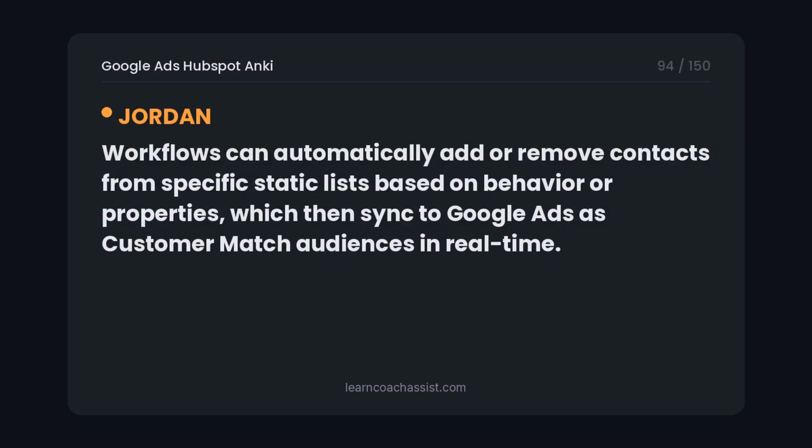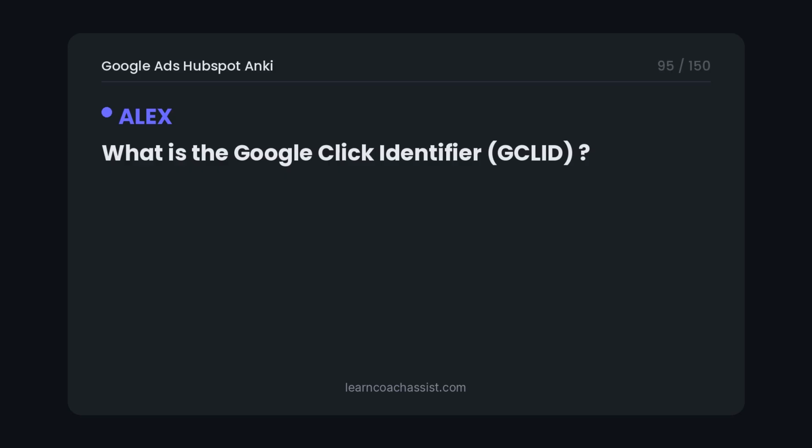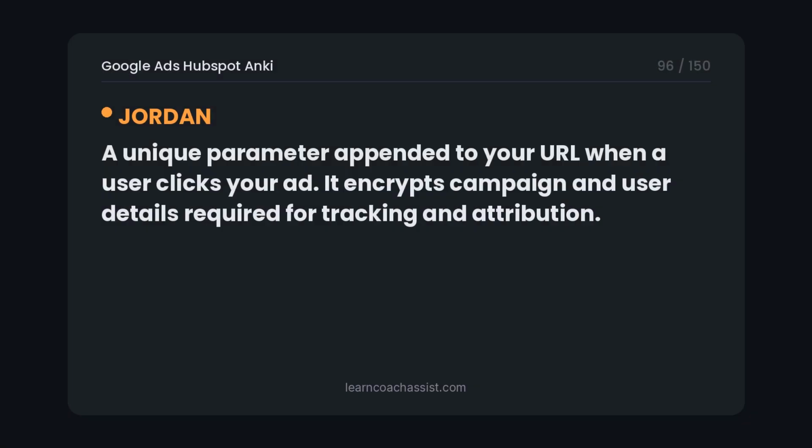Workflows can automatically add or remove contacts from specific static lists based on behavior or properties, which then sync to Google Ads as customer match audiences in real time. What is the Google Click Identifier, GCLID? A unique parameter appended to your URL when a user clicks your ad. It encrypts campaign and user details required for tracking and attribution.